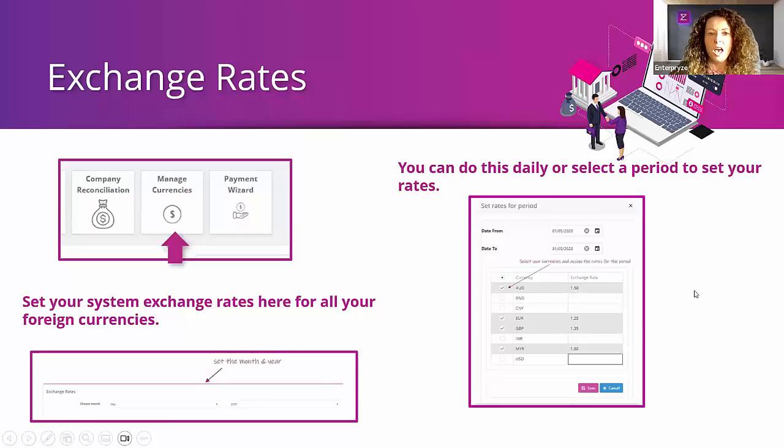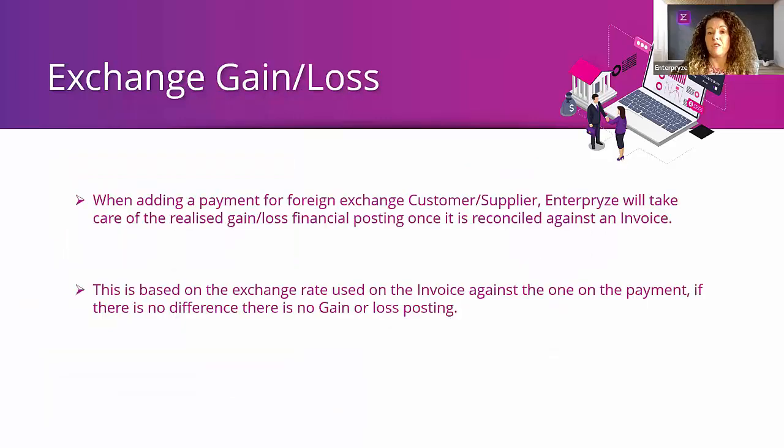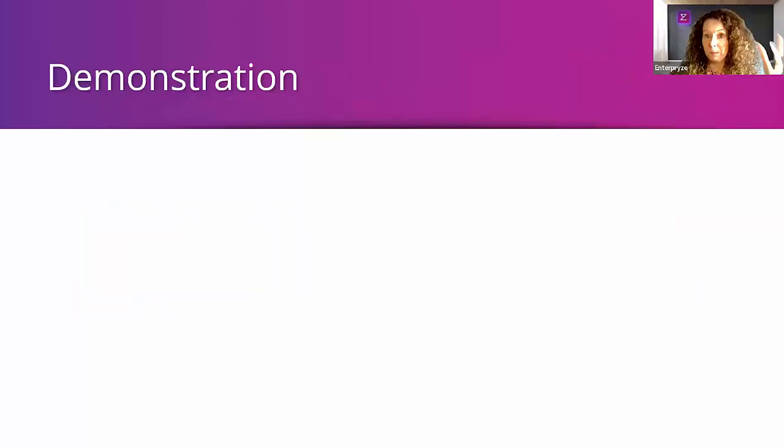Okay. How does it work then in terms of the exchange gain or loss? If, for example, I add a payment for a foreign exchange customer or supplier, what happens? Enterpryze will take care of the realized gain or loss financial posting once it is reconciled against an invoice. This looks at the exchange rate used on the invoice versus the exchange rate used on the payment. And of course, if there's no difference, there is no gain or loss posting. Let me give you a demonstration of what I mean by that.